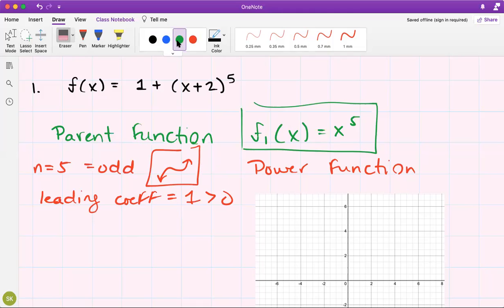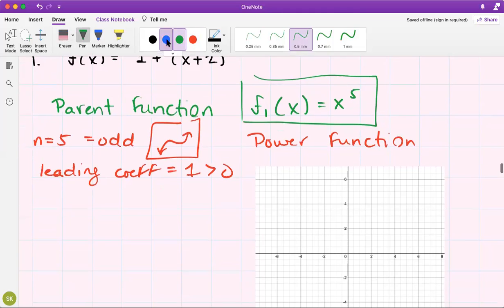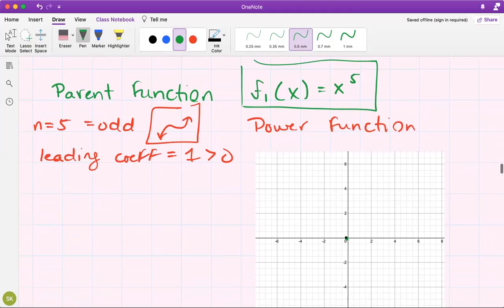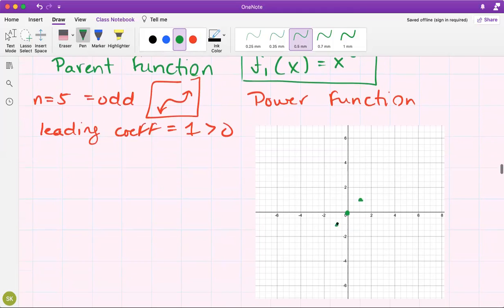So let's try to sketch the graph of x to the 5th. I'm going to do it in green. So x to the 5th goes through 0, 0. Plug in 1, you get 1. Plug in negative 1, you get negative 1. And just sketch the graph of something that looks like x cubed. Remember, this is a sketch.